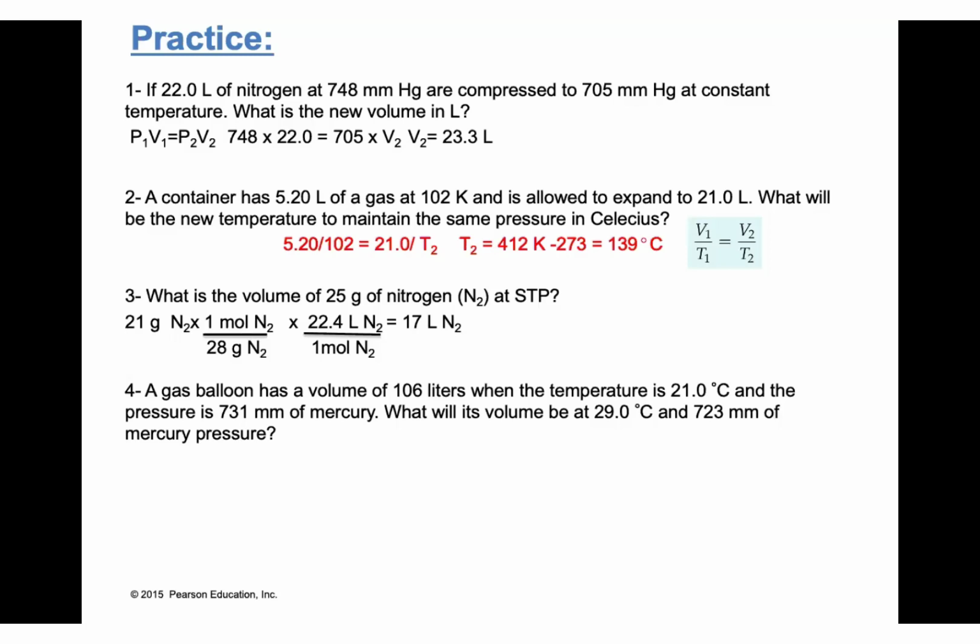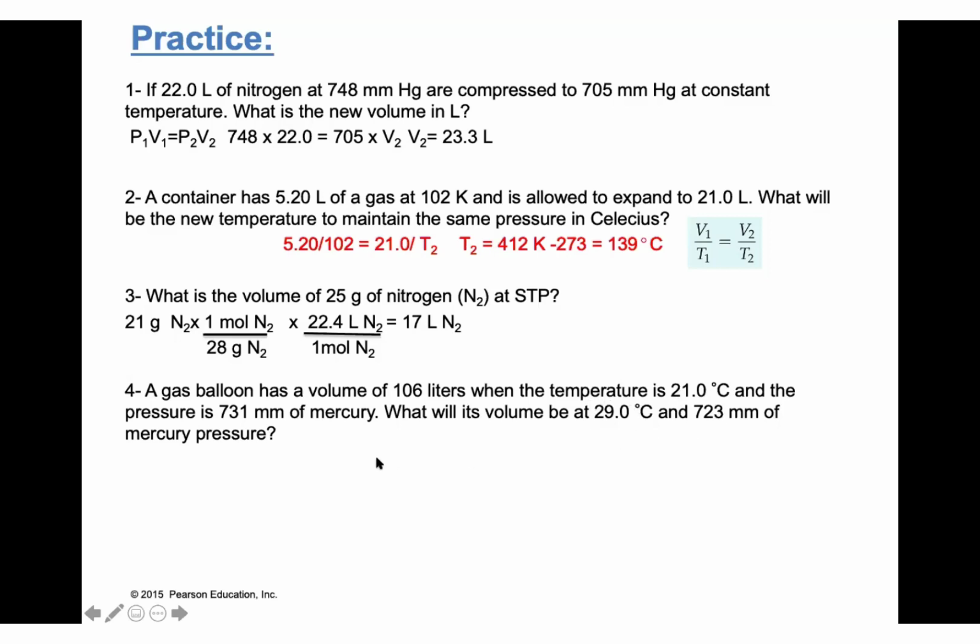So let's go to question 4. A gas balloon has a volume of 106 liters when the temperature is 21 and the pressure is 731 millimeters of mercury. What will be its volume? If you pay attention, when you have "will," you're talking about stage 2. So I know this is going to be my stage 2.